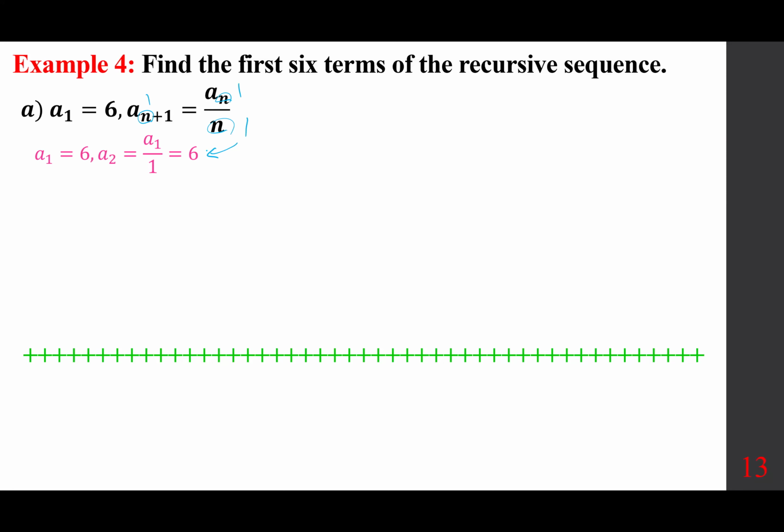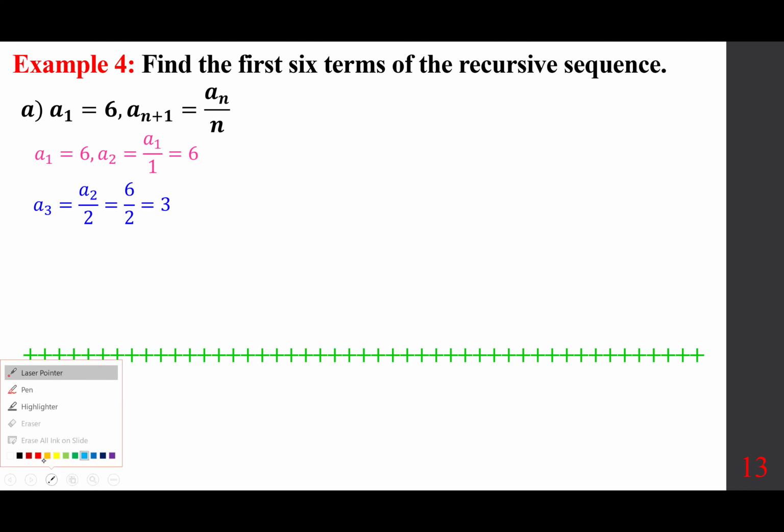Let's replace it with 2, everybody. If I replace the n with 2, I get a sub 3. So a sub 3 is a sub 2 divided by 2, which means 6 divided by 2, it's 3. Let me show you a sub 4 quickly. If I want a sub 4, it's a sub 3 divided by 3, which is 3 divided by 3, which is 1.